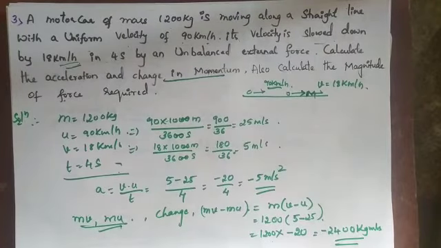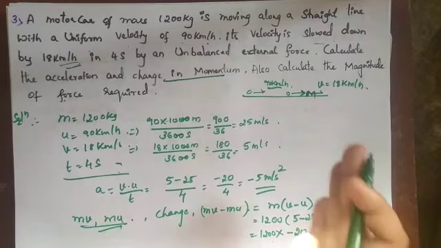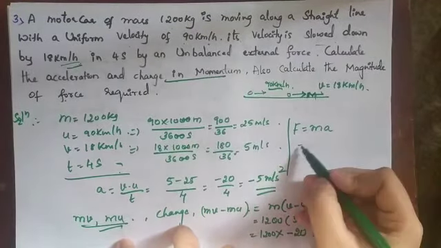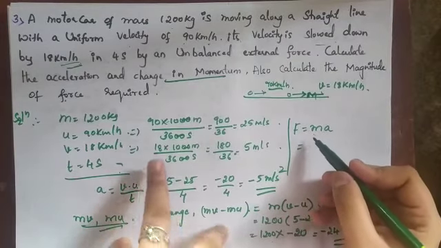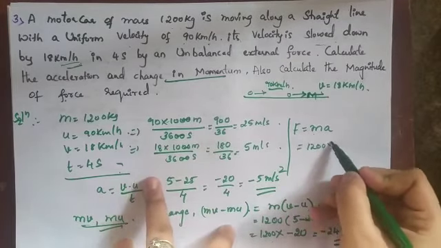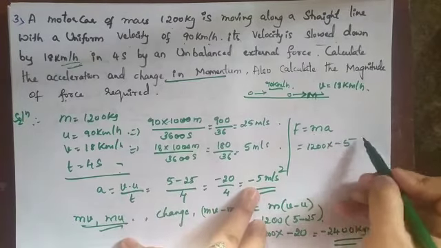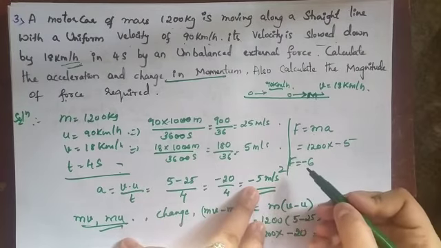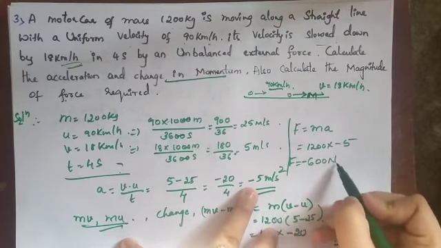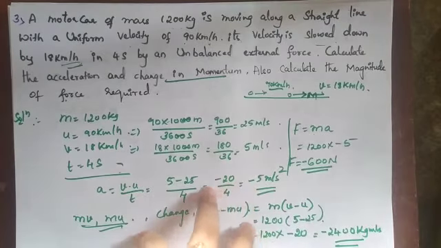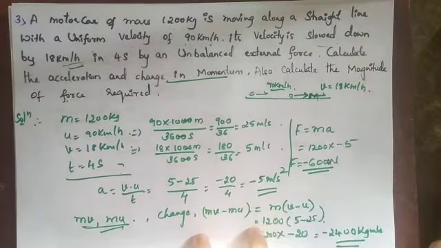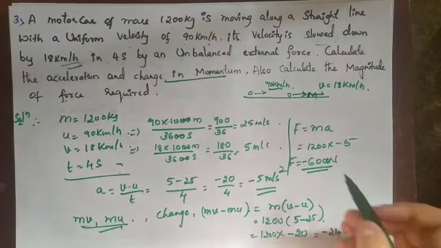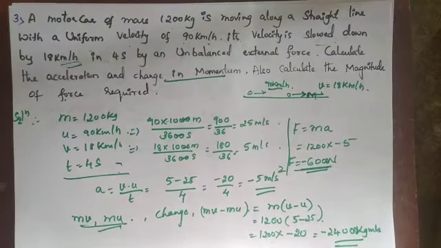We have got it. Now calculate the magnitude of the force. F is equals to mass into acceleration. We know the m value is 1200, into acceleration minus 5. Force I get as minus 600 Newton. No, not 600, it is 6000 Newton. So here force, I will get as minus 6000 Newton.